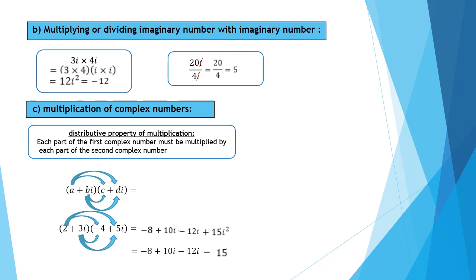After that, what will we do? We will add real numbers with real numbers. It will be adding negative 8 with negative 15, which is equal to negative 23. Then we are going to add imaginary numbers with imaginary numbers. It will be 10i minus 12i, which is equal to negative 2i. Now we know how to multiply two complex numbers.